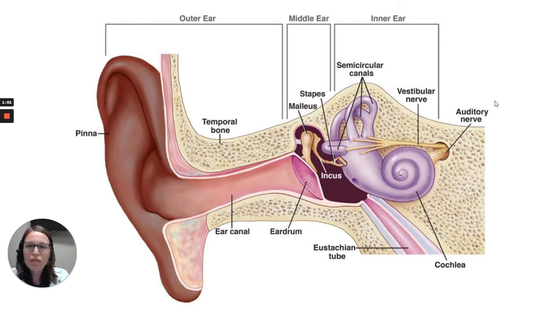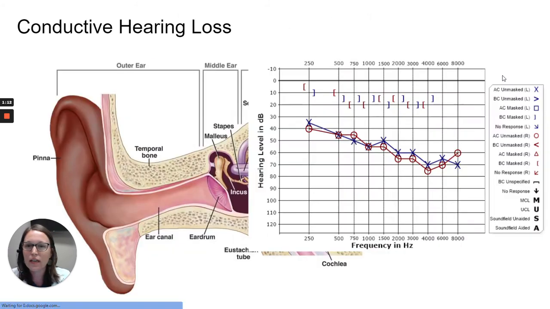So when we perform diagnostic assessments, we determine what part of the ear has a breakdown, and that determines the type of hearing loss that the person has. So if we look at a conductive hearing loss, it is a problem in the outer or middle ear. So sound literally cannot be conducted through those areas.